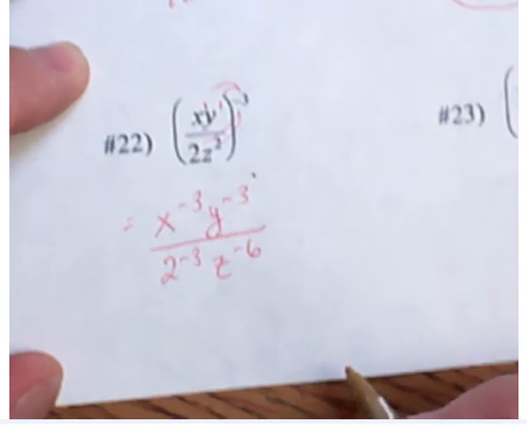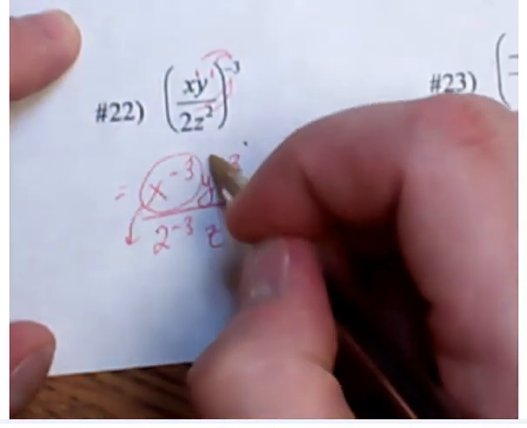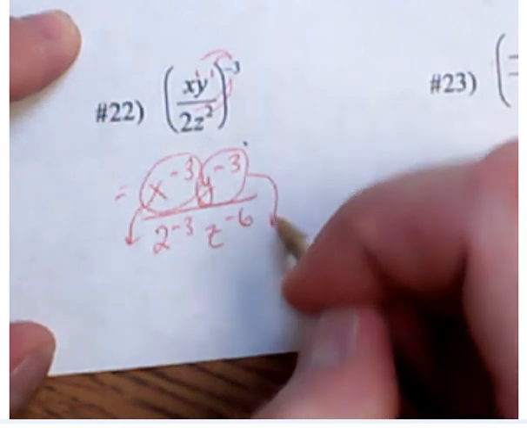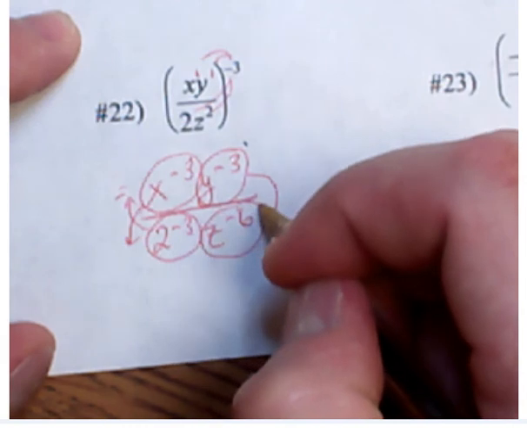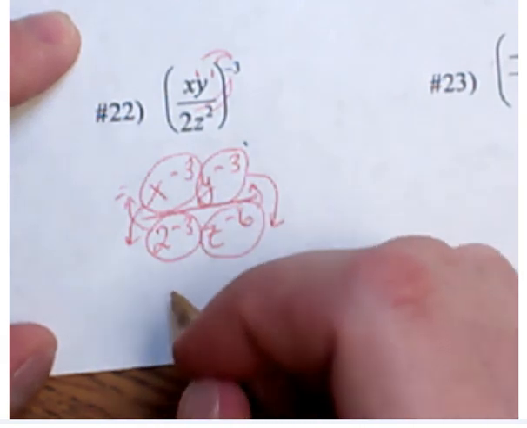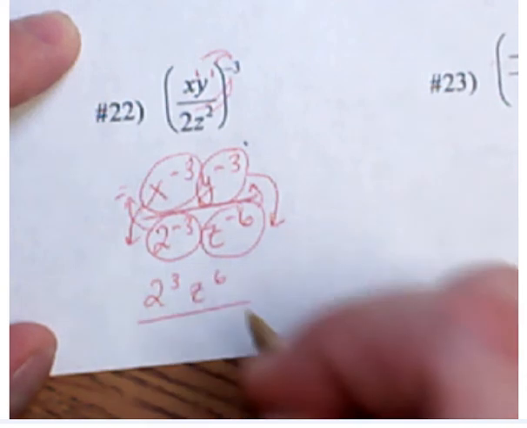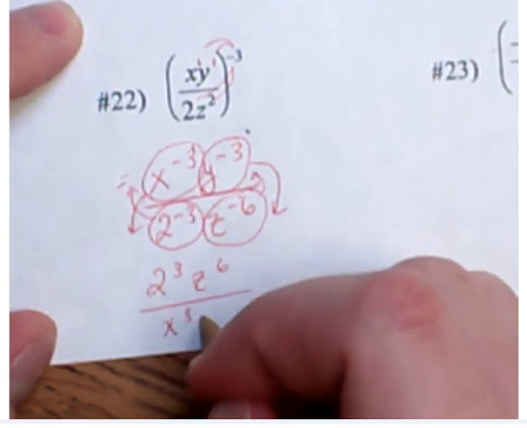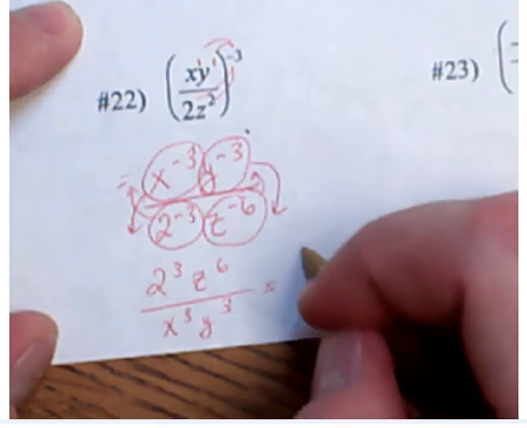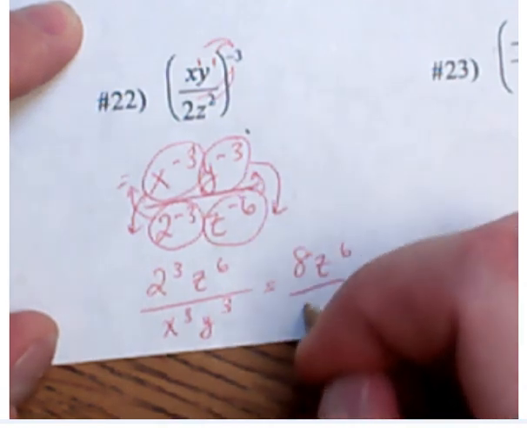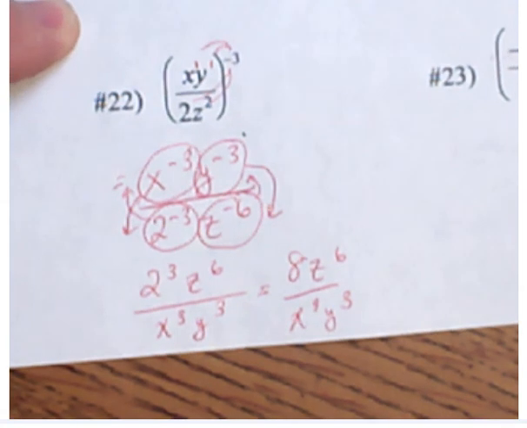Now we're going to do a lot of moving here. X to the -3 is going to come down, y to the -3 is going to come down. 2 to the -3 is going to come up, z to the -6 is going to come up. So up top we get 2 to the 3rd, z to the 6th, and in the bottom we have x to the 3rd, y to the 3rd. And so that gives us 2 to the 3rd, 8, z to the 6th, over x to the 3rd, y to the 3rd. And we will stop there.